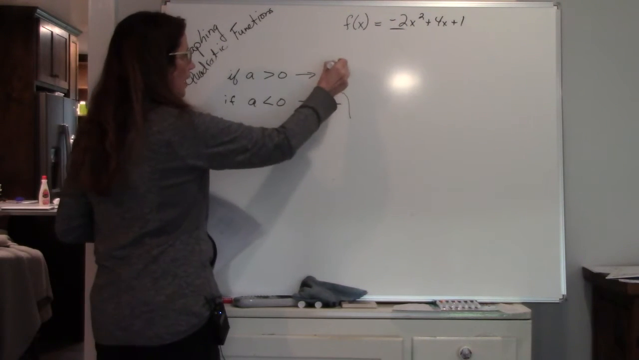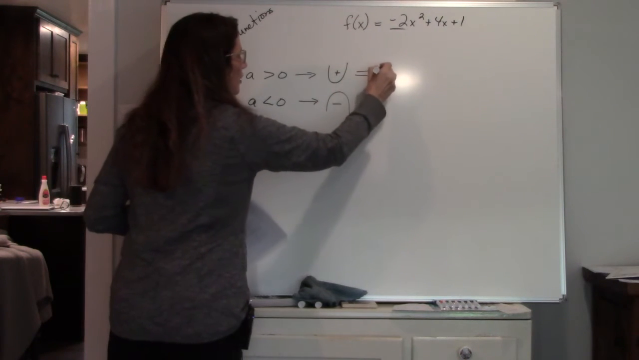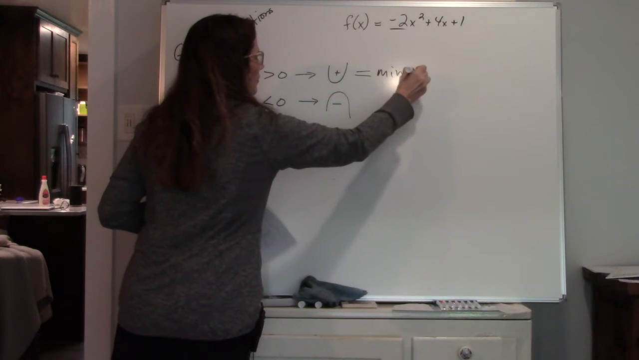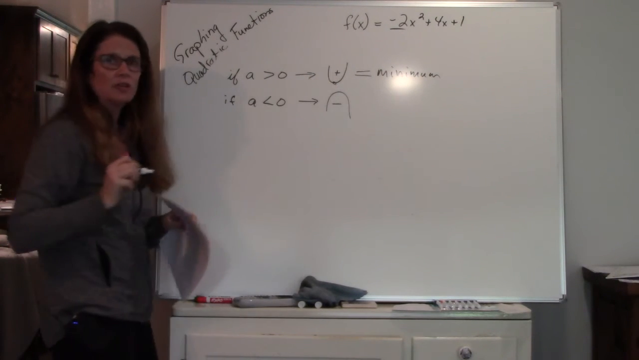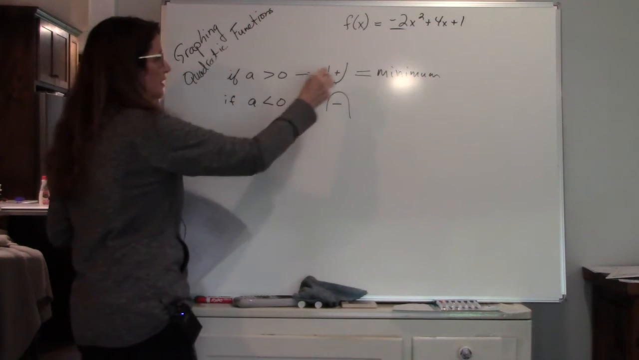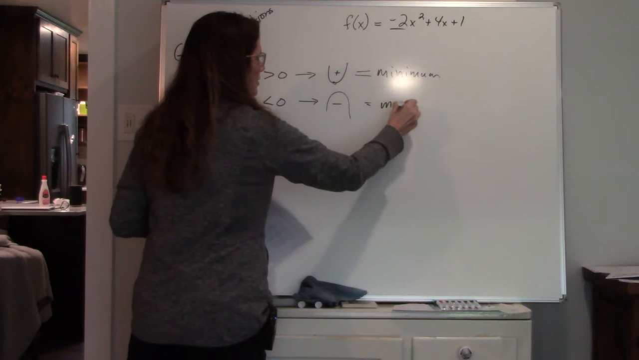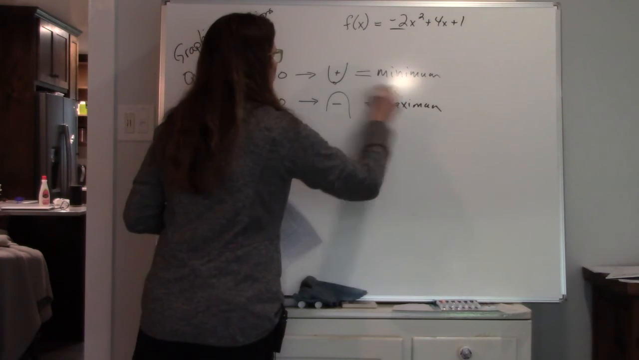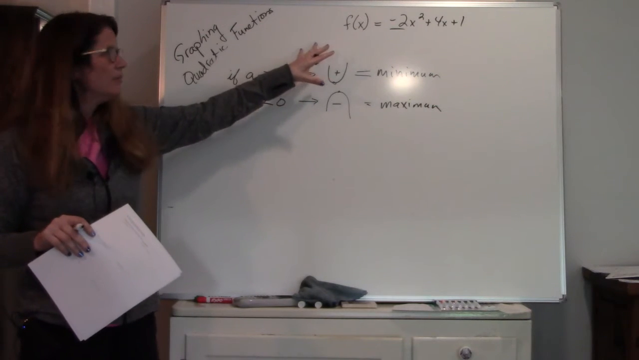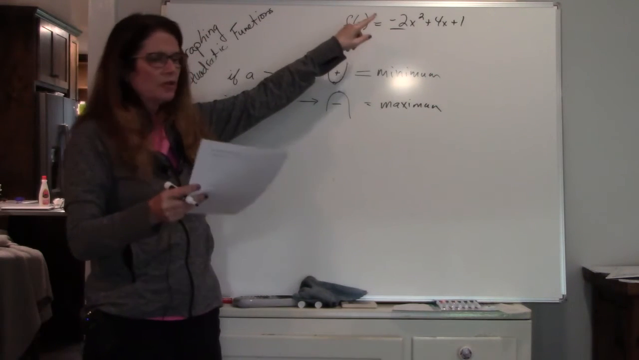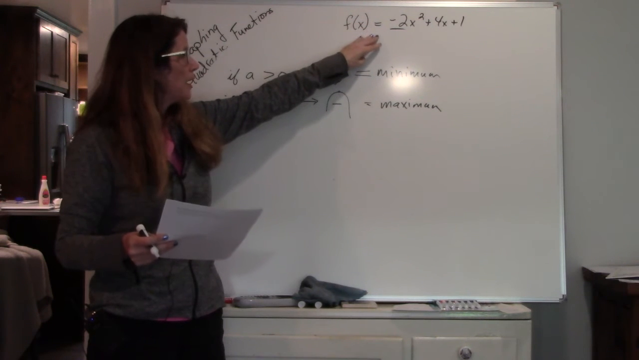If it opens up, so if A is positive and it opens up, what you have is a minimum value. Your vertex is at its lowest point. Okay? So you have a minimum. If it opens down, A is negative, you have a maximum. So it makes it very easy to decide what kind of graph I'm going to have based on my first number.